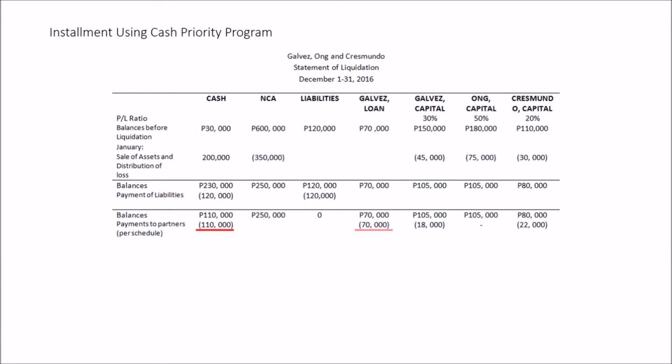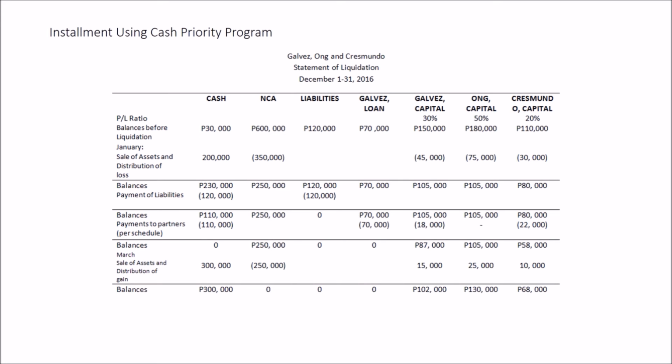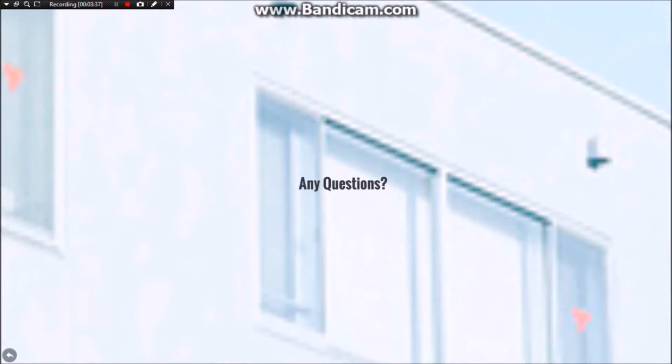After making the cash priority program schedule, we will now give the payments to each partner. Then we will arrive at the following balances. Then we will make the sale of unsold assets and the distribution of gain to each partner. Then the balances after the sale of assets and distribution of gain are as follows. Then payment to partners are made.